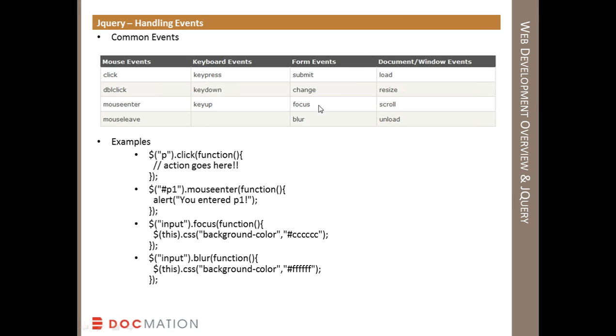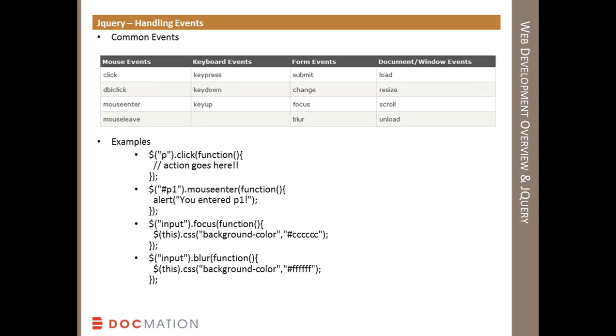Similarly, form events, which you will most probably be working with, is submit. Submit is when the form is ready to be posted, when the information in your document is ready to be posted to the server side. So if you want to intercept the event and do some validation before you actually submit the request to the server, you can write code in the submit event. Change event is typically for when the values in the input elements are changed. So if you change the drop-down selection, or if you change the text in the text box, this change event is going to be triggered.